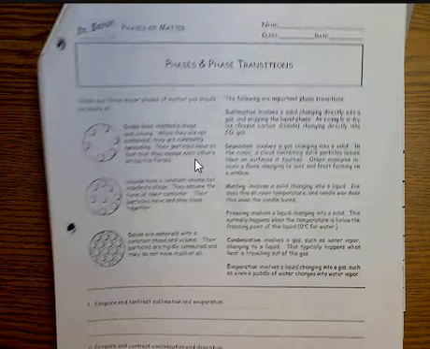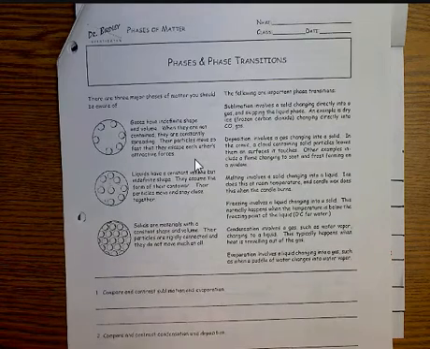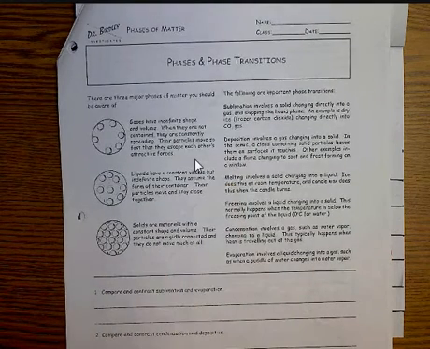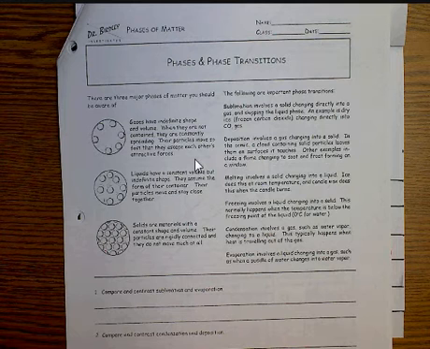You can also see this information on page 9. It says melting involves a solid changing into a liquid. Ice does this at room temperature, and candle wax does this when the candle burns.